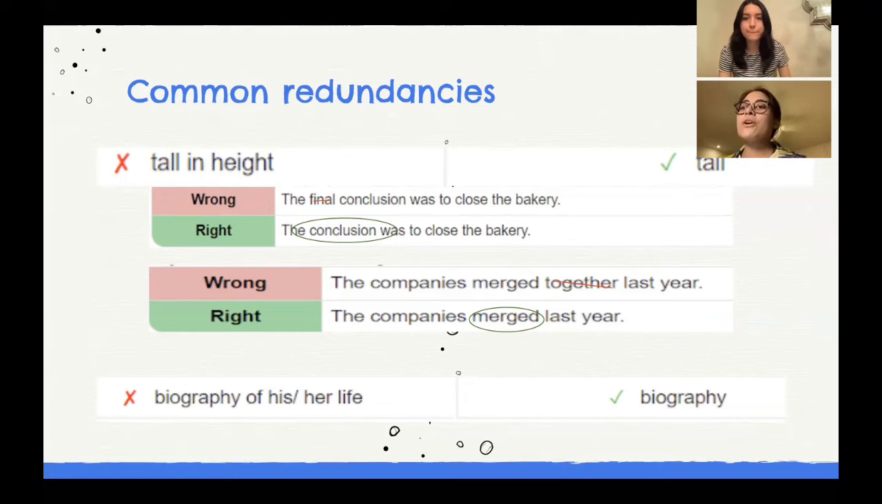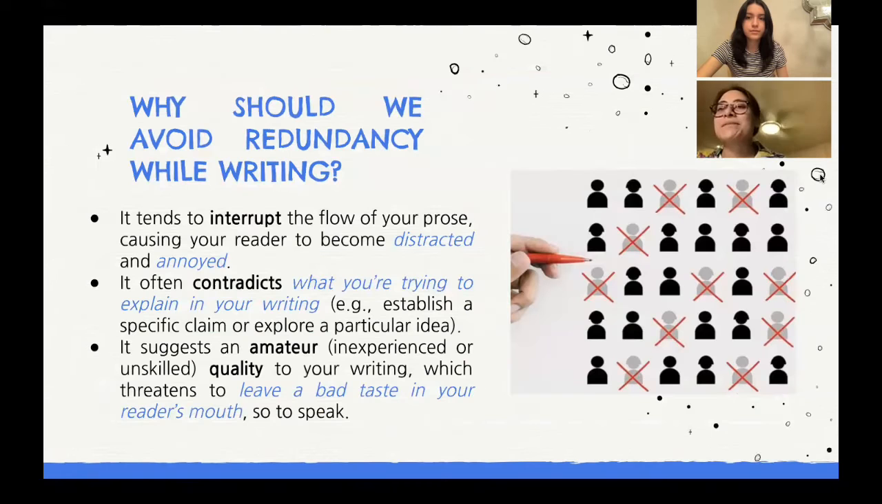And then we have: the companies merged together last year. The right way is to use just merged, because merging and together are the same thing, and we can just leave it as merged. And then we have: biography of his or her life. Biography gives the general meaning that you're explaining, that is the story of someone's life. So it's unnecessary to put of his or her life, because we are saying it is the story of someone. The next one, please.